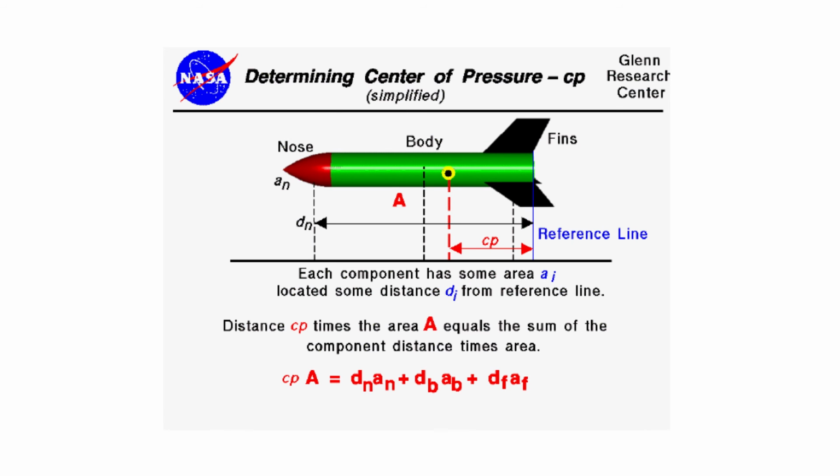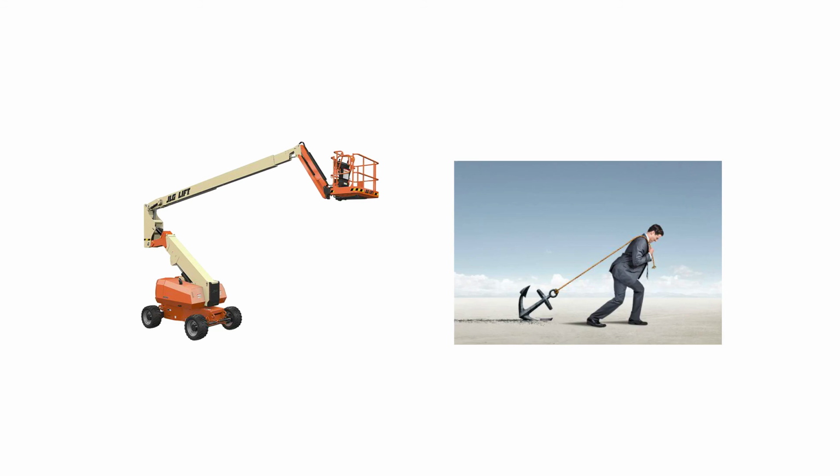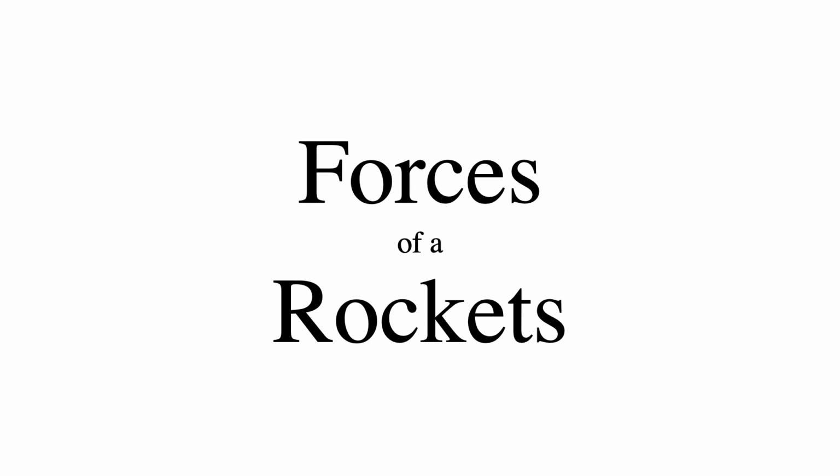Lift and drag are why we have to pay so much attention to the center of pressure, which is the average location of the aerodynamic force on an object. Weight, thrust, and aerodynamics, lift and drag. Those are the main four forces of a flying rocket.